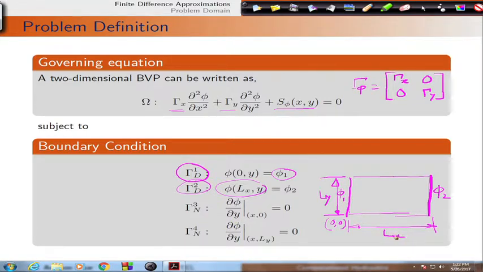For gamma n3, this is actually phi n. In the y direction there is no variation, and at the top we have del phi by del y equal to 0. So, you can see that for this boundary value problem, values are either specified for all boundaries or they are written in terms of boundary conditions.